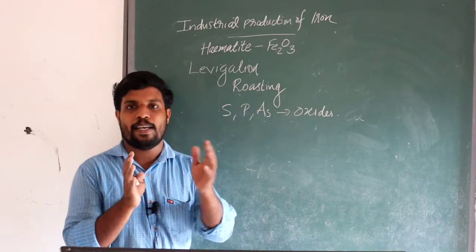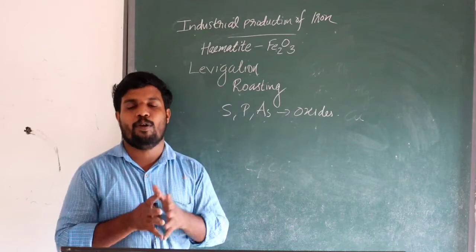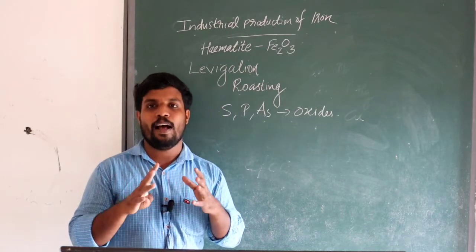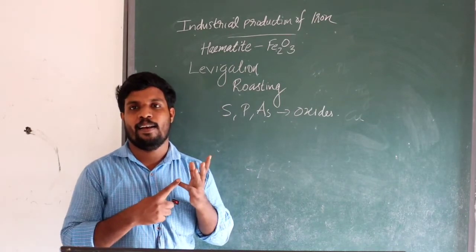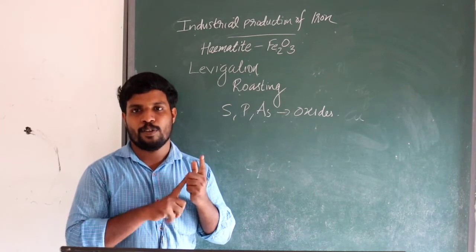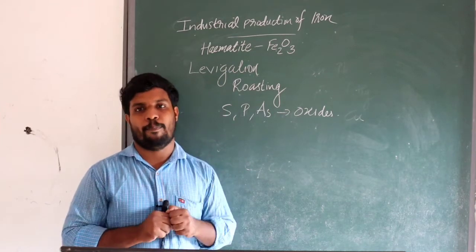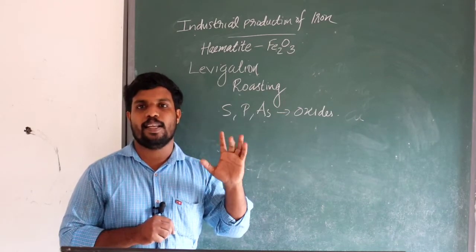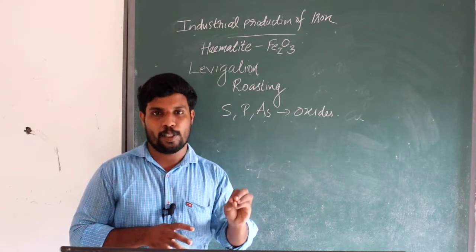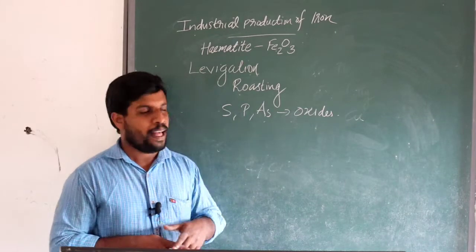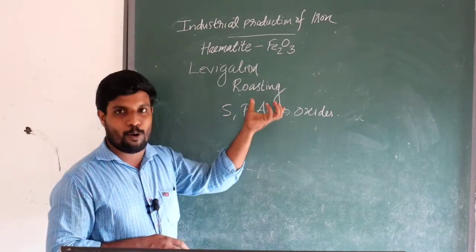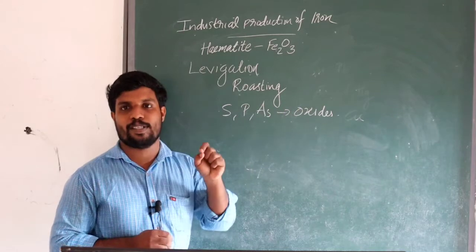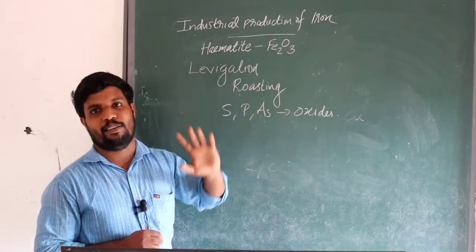By heating and passing oxygen, carrying out the roasting, we can remove impurities like water, sulfur, phosphorus and arsenic from the ore. Water is lost in the form of water vapor. Sulfur, phosphorus and arsenic are lost in the form of their corresponding oxides. Okay, then we get the oxidized or roasted ore, the roasted hematite.